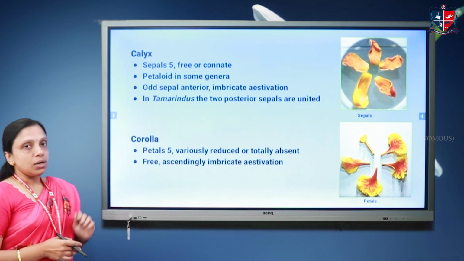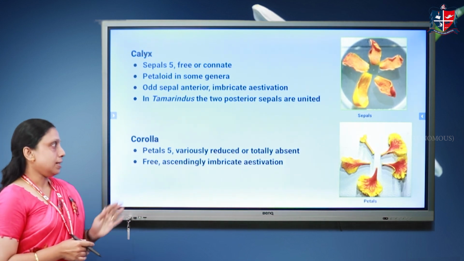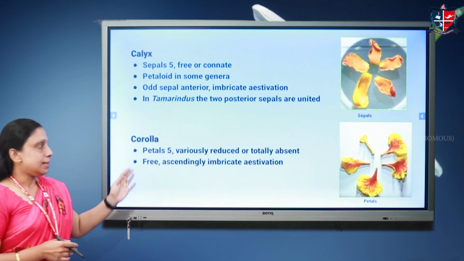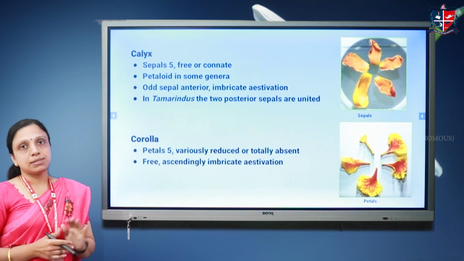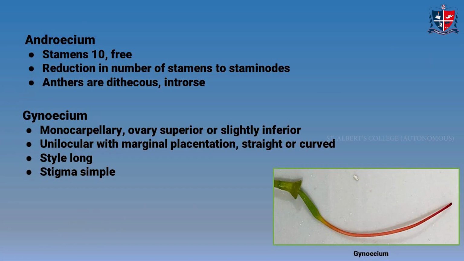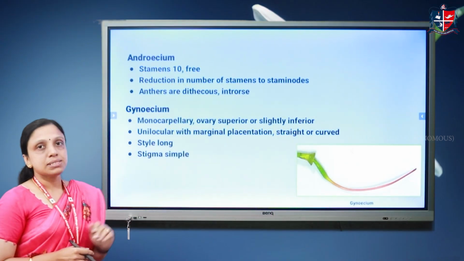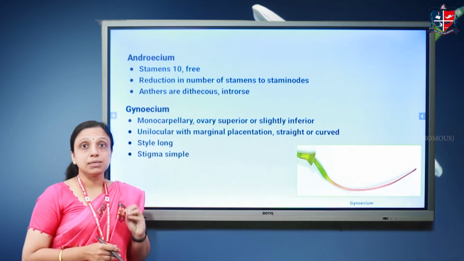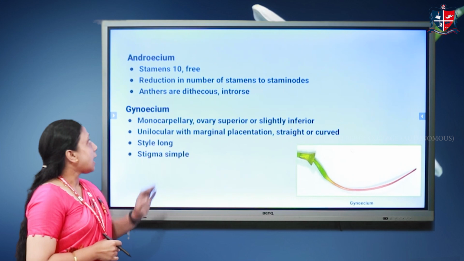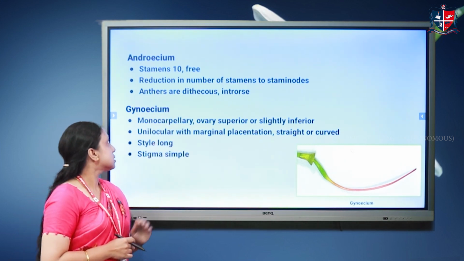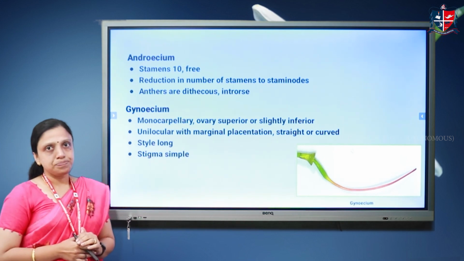Next, about the corolla. Corolla consists of 5 petals. The petals are variously modified or even reduced, and they are free, and the aestivation is ascendingly imbricate. So next, about the androecium. Androecium consists of 10 stamens, and the stamens are free. And in some members, we can see the stamens are reduced to staminodes, and the anthers are dithecous and introrse.